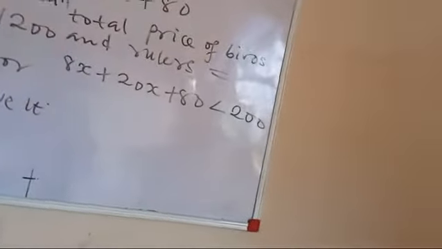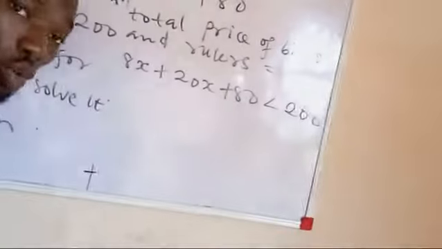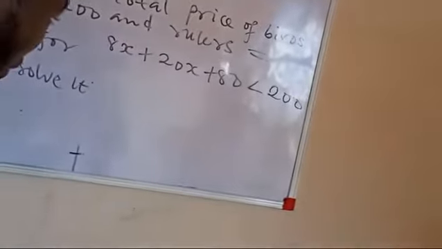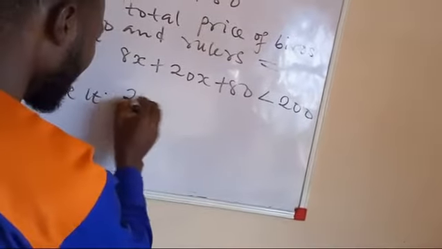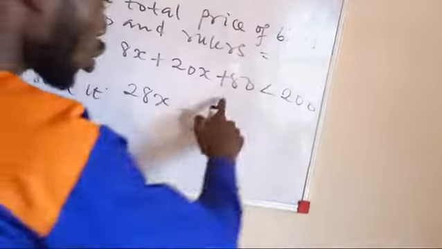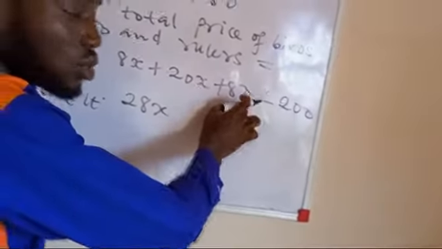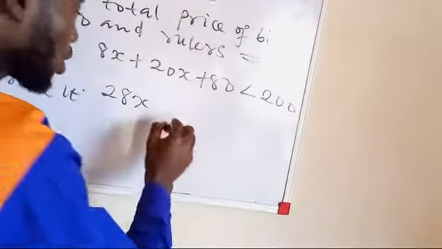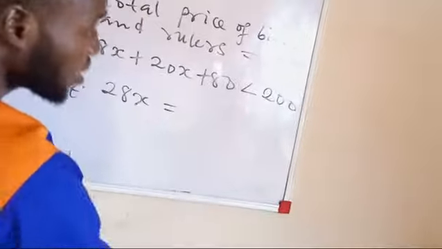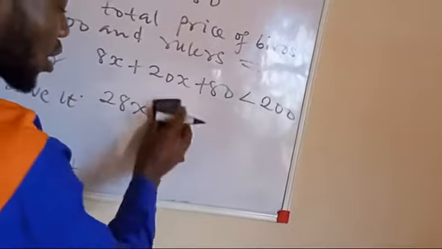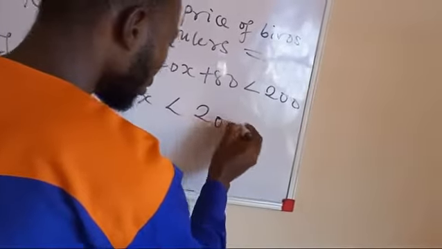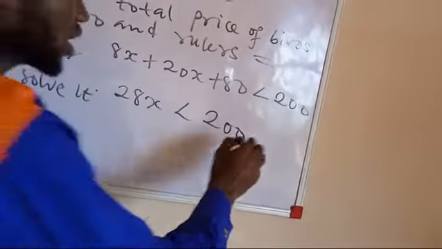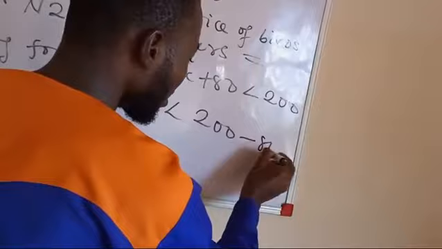It's now left for us to collect like terms, group it normally. So at this point, we have 8x plus 20x will give us 28x. So remember, we have to cut this one over to the right hand side. So it will now be equals to, no, it's not an equals to place. That's why you need to be very careful while solving. So it's less than 200. So when 80 crosses, you change to minus 80.